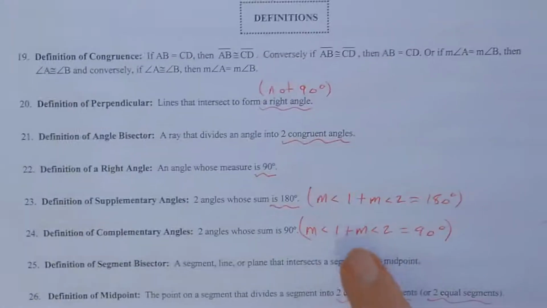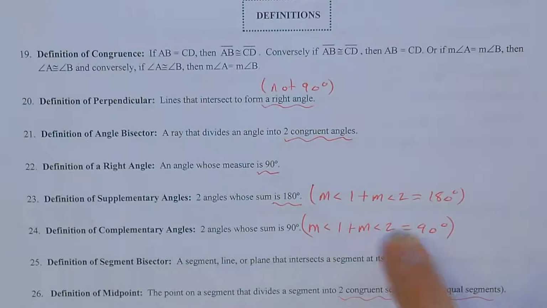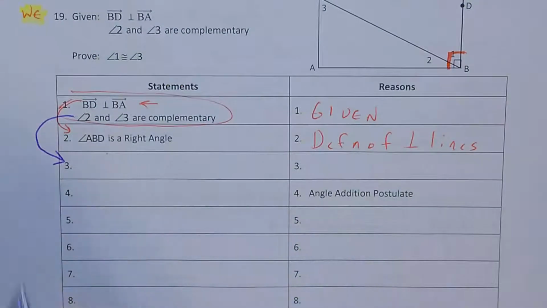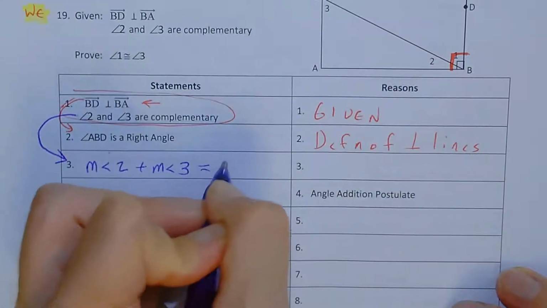Some of you are filling this out already. You're going to go to your cheat sheet if you need to, and oh yeah, 2 angles that add up to 90. Okay, well I have to use the angles in my proof, so I'm going to say the measure of angle 2 plus the measure of angle 3 equals 90.